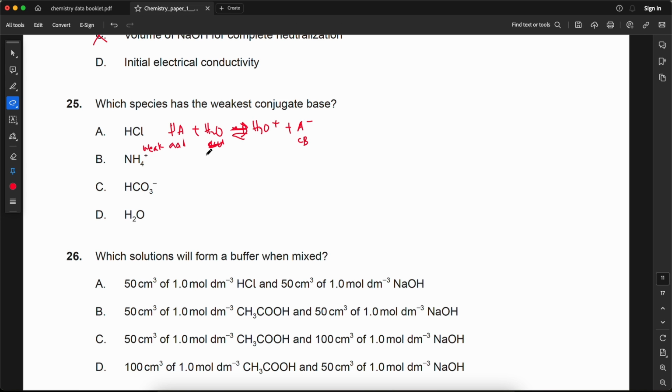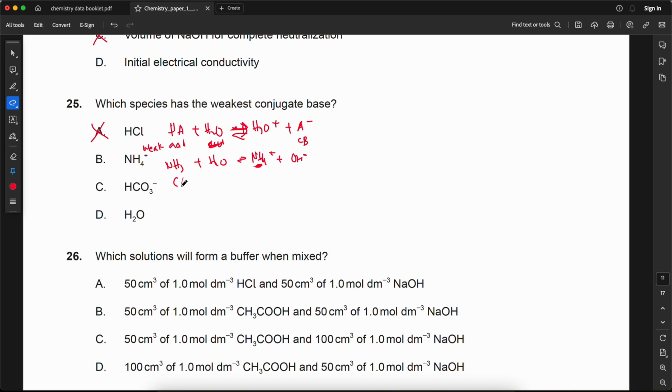Alright, so the key here: the strong acid will produce a weak conjugate base. The weak acid will produce a strong conjugate base. Therefore, the answer is A. For NH4 plus, this one is a conjugate acid. The reaction is NH3 plus H2O will produce NH4 plus and OH minus. So this will act as a conjugate acid.